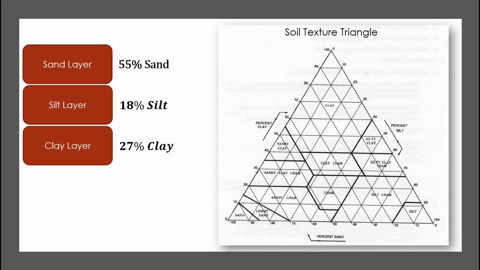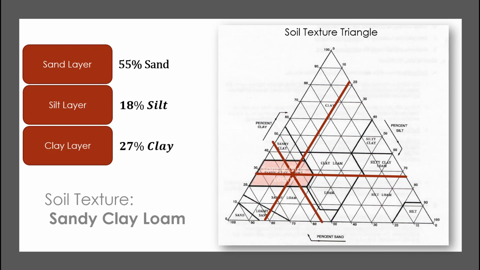Here is another example. For this soil, we have a much higher sand percentage than in the first example. We still start with a clay percentage of 27% and draw a line across the triangle. Next, we draw a line downwards from 18% on the silt side of the triangle. Lastly, we draw a line up from the 55% sand. These lines intersect in the soil texture called sandy clay loam, which is the texture for this soil.